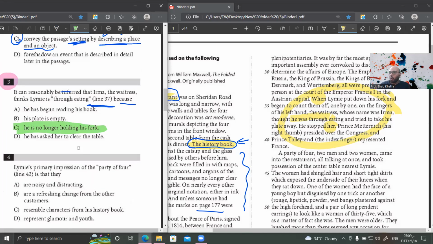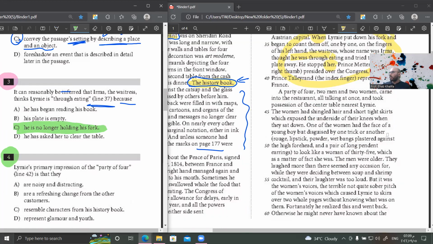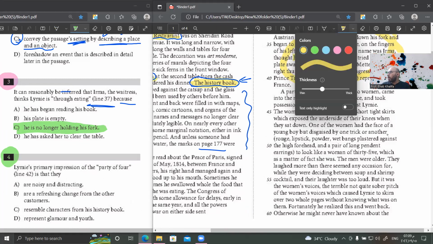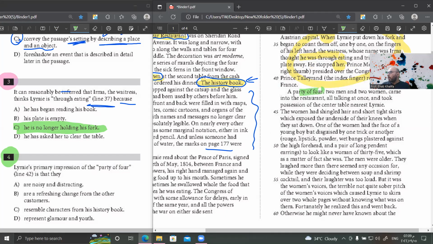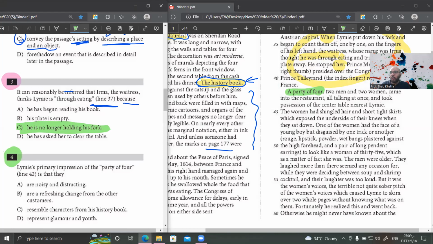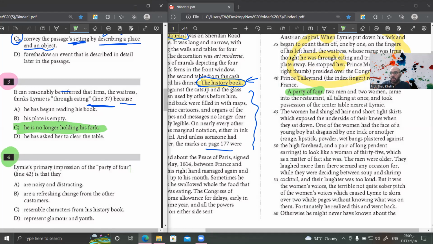This is number 4. The party of 4. In this paragraph, guys, I have party of 4. I change the color. Party of 4. The question: Limey's primary impression of the party of 4. So I need now the main character's impression about the party of four.